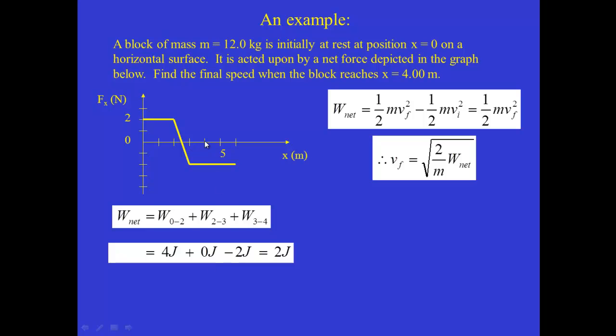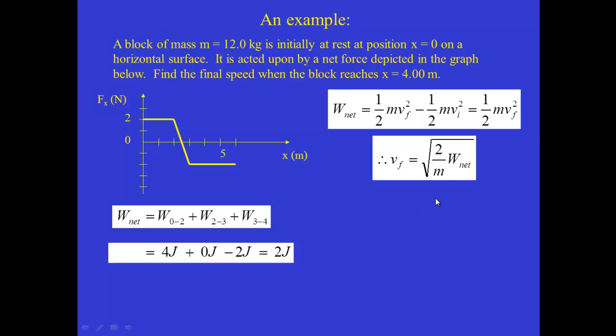And finally, 3 to 4, that forms another rectangle that has a base of 1 and a height of 2, only it's negative because the force now is in the negative direction, which opposes the motion of the object. So this object started off with a positive force, and then somewhere along the way the force changed direction and began to slow it down, but not quite to stop it. So the work done from 3 to 4 is negative 2 joules, so 4 minus 2 is 2 joules. The net work is 2 joules, and it's important that it be positive.